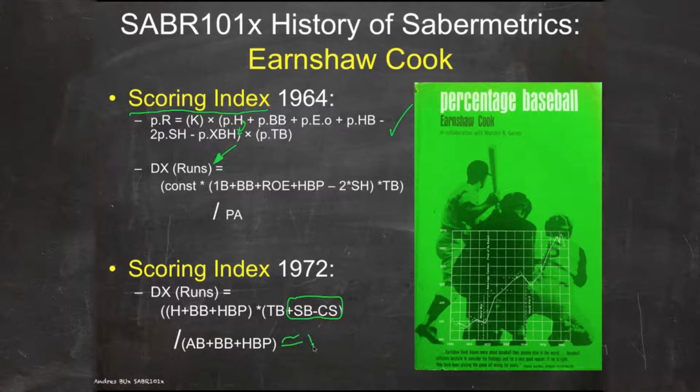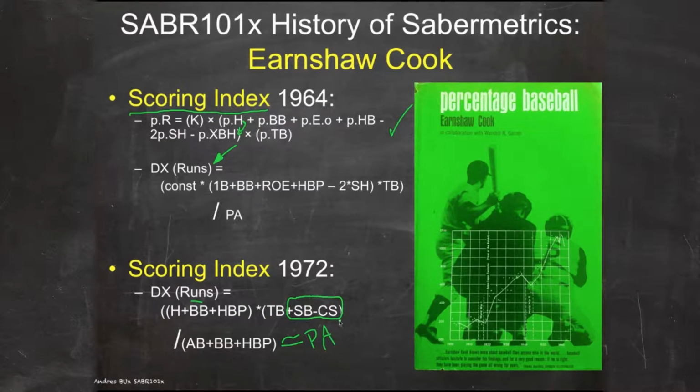This is almost plate appearances. So it looks a little like OPS and runs created. More like runs created than OPS, because this is a multiplication term rather than an addition term. Some form of getting on base divided by a similar approximation to plate appearances. It's multiplied by total bases.